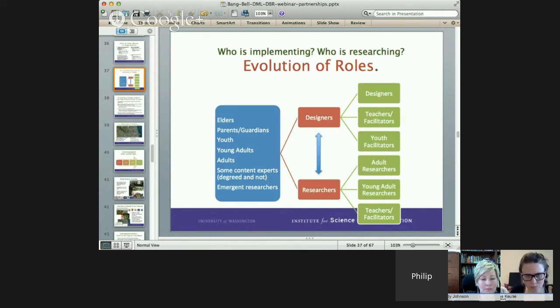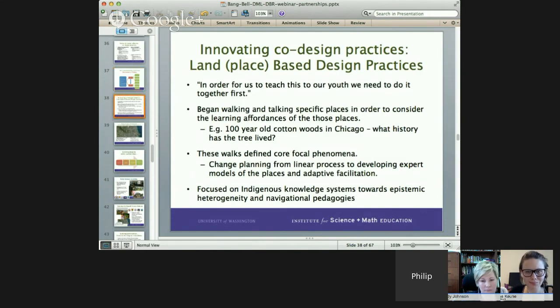One of the things after this happened, at least in the project that I'm trying to focus on here, is that after the first implementation, we didn't see the things happening that we wanted to have happen. And really the reflective process led us to this idea like, well, we're not doing what we want the kids to do, so we better do it ourselves. And this first quote is from an elder: in order for us to teach our youth, we need to do it together first.